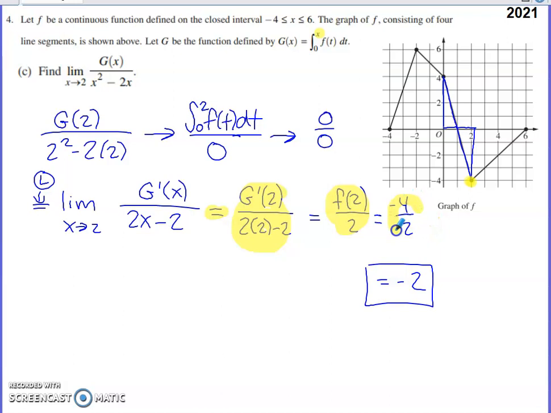This would be an acceptable way to leave your answer. It's easy enough to recognize how that simplifies. This would be the simplified version of that answer.